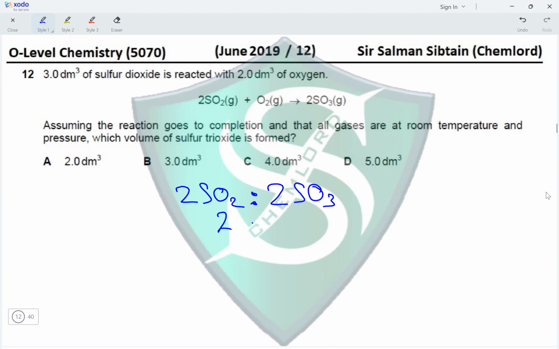So the molar ratio is 2 is to 2, which is the same as the molar ratio 1 is to 1. So the total quantity of SO2 present is converted into SO3. If we have 3 dm cube of SO2, completely 3 dm cube of it would be converted into SO3. So this makes option B the correct option for this question.